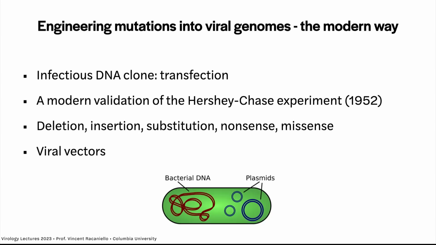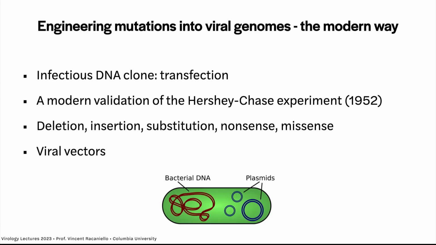We can make mutations in a different way. We have what we call infectious DNA clones. We take a DNA copy of a virus, we can make mutations in it, and then we can put those DNAs into cells and recover mutant viruses. And this is, when you think about it, a modern validation of Hershey-Chase, because if you take viral DNA and put it in cells, out will come viruses. So it shows you that the DNA is the genetic material.